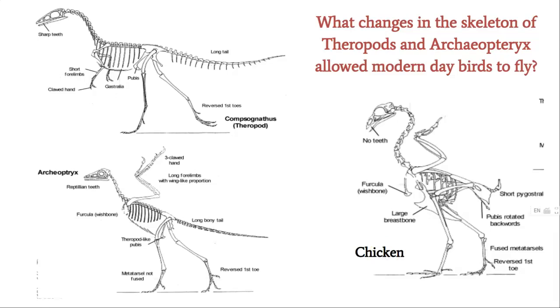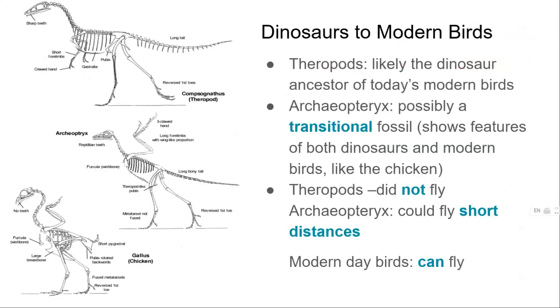The chickens are not the greatest of flying organisms right now, but they have lighter bones, and many modern day birds actually do fly. So the point we wanted to make with this one was that this is a great example of what happened through evolution. So the theropods were likely the dinosaur ancestor of today's modern birds. So the Archaeopteryx then was this transitional fossil, kind of a halfway point between dinosaurs and birds.